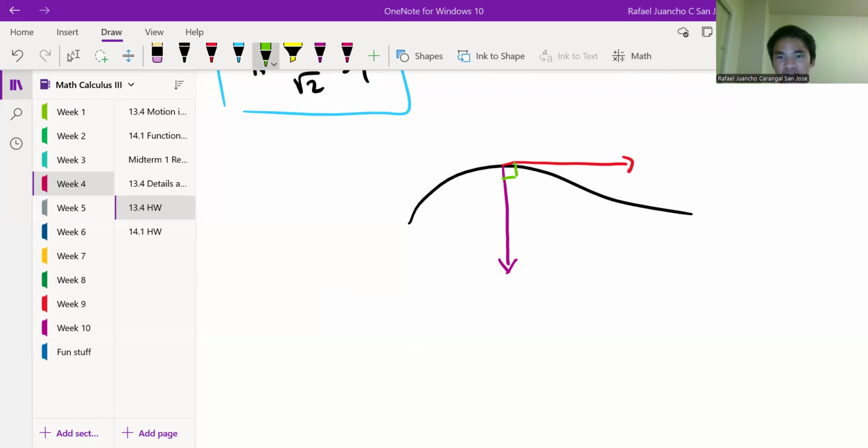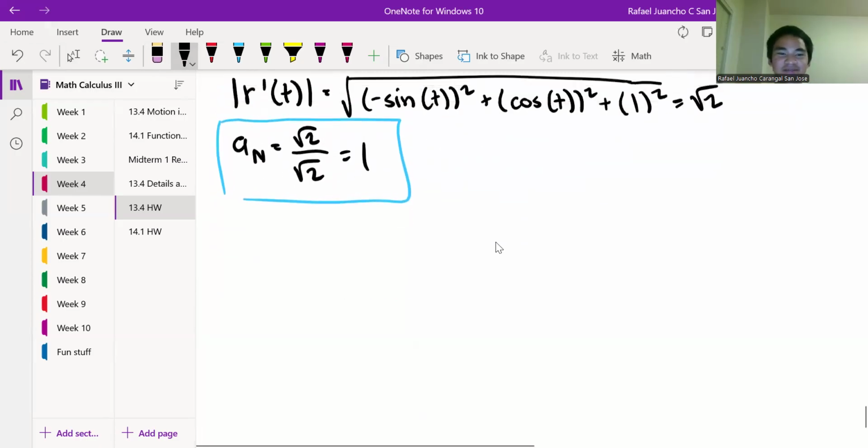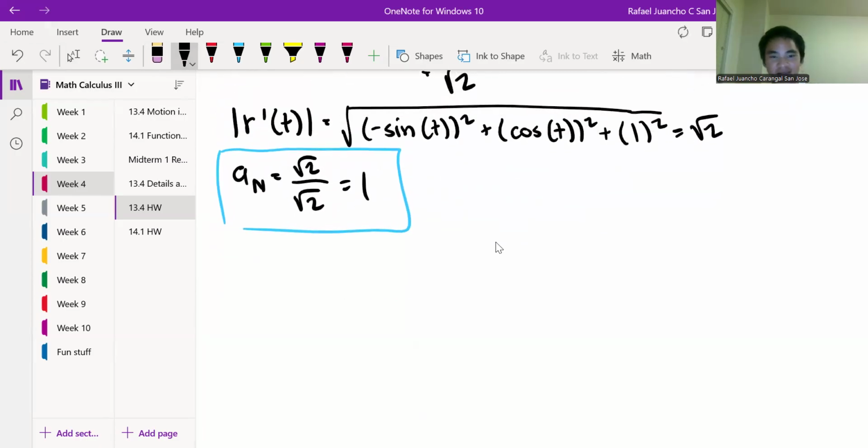Because direction changes constantly. So if my particle, this black particle, is moving right there and it's exactly at this point, then if my normal vector is pointing downwards, it's going to curve. This would have been nice if I had a visual, but I don't. I don't know how to put visuals.